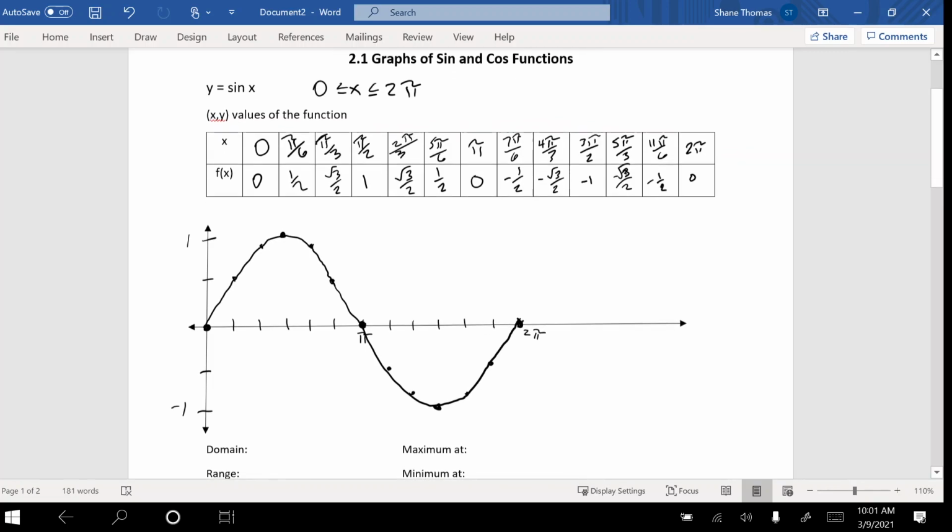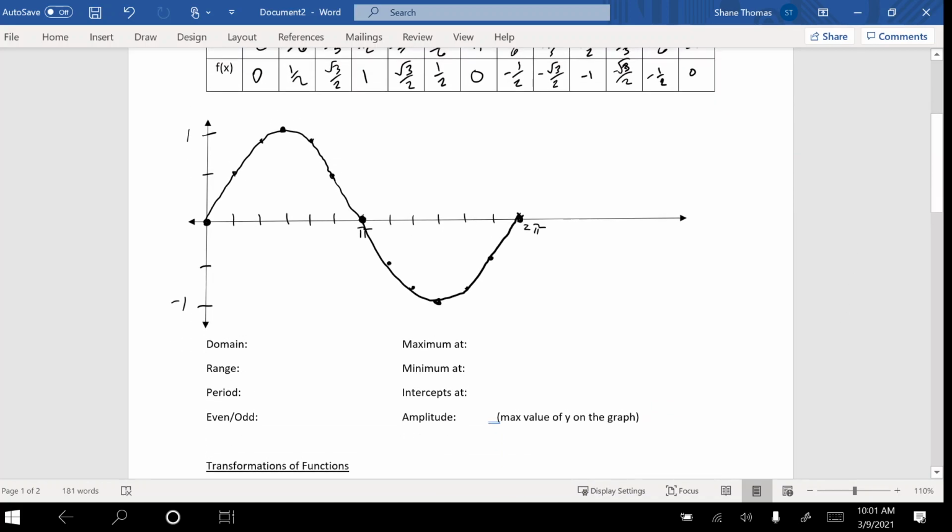All right, so now let's just talk about this graph a little bit. There's a whole bunch of things I have listed down at the bottom. You guys see that on your notes there? So we're going to go through and we're going to talk about the different characteristics of this.